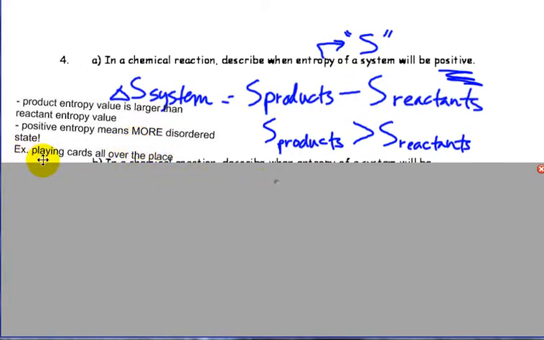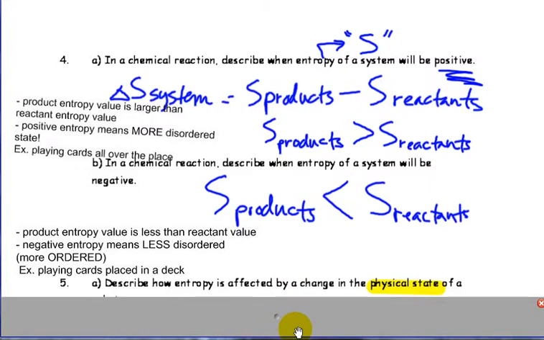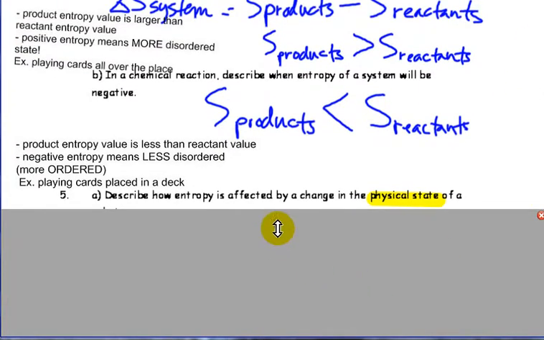For example, if you take a deck of cards and throw them everywhere, before, it was in a card deck. After, spread all over the floor, so that's more entropy. Vice versa, when we have the entropy of reactants bigger than products, we would get a negative value for entropy overall. That means the product value is less than the reactant, which means things are getting more ordered or less disordered. So playing cards back in the pack would be an example of causing things to be in an ordered state, lower entropy.